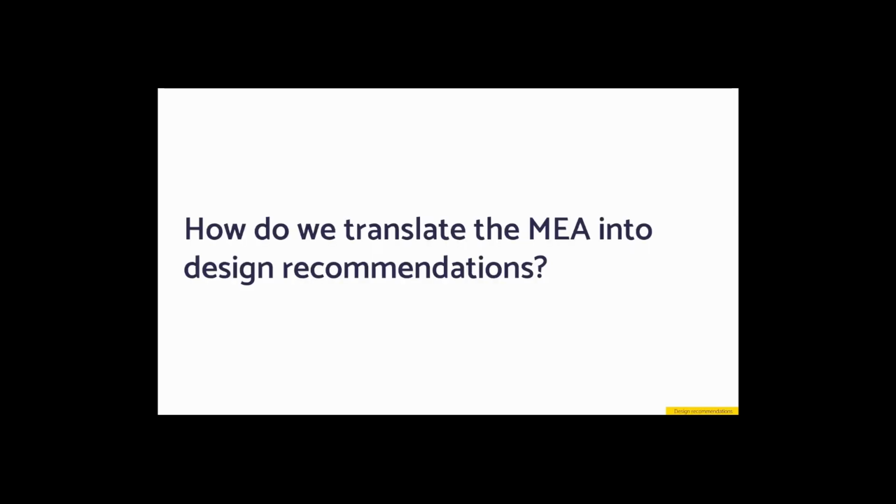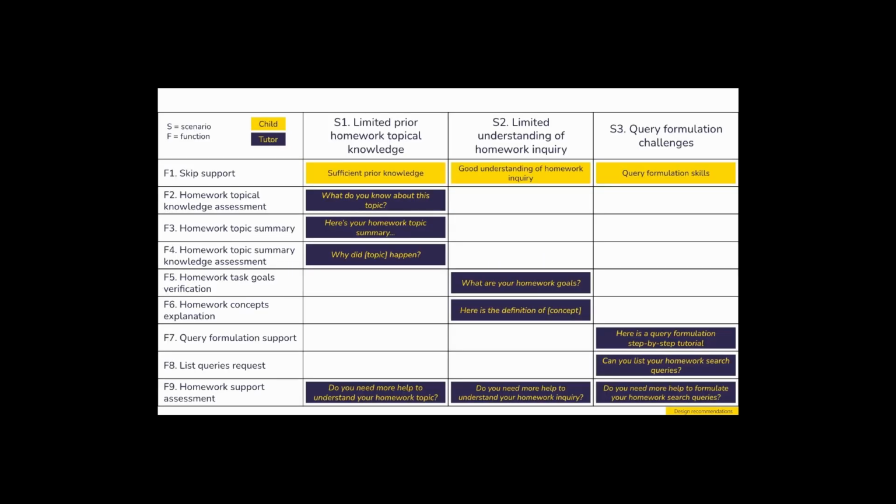Now that we understand what, how, and why contextual factors, in other words, the levels in the means and analysis, affect children's interactions, how do we translate the means and analysis into design recommendations? We use a framework where we map frequent scenarios children encounter and propose functions based on children's problem-solving and decision-making processes, as well as their cognitive abilities and constraints in their contexts.